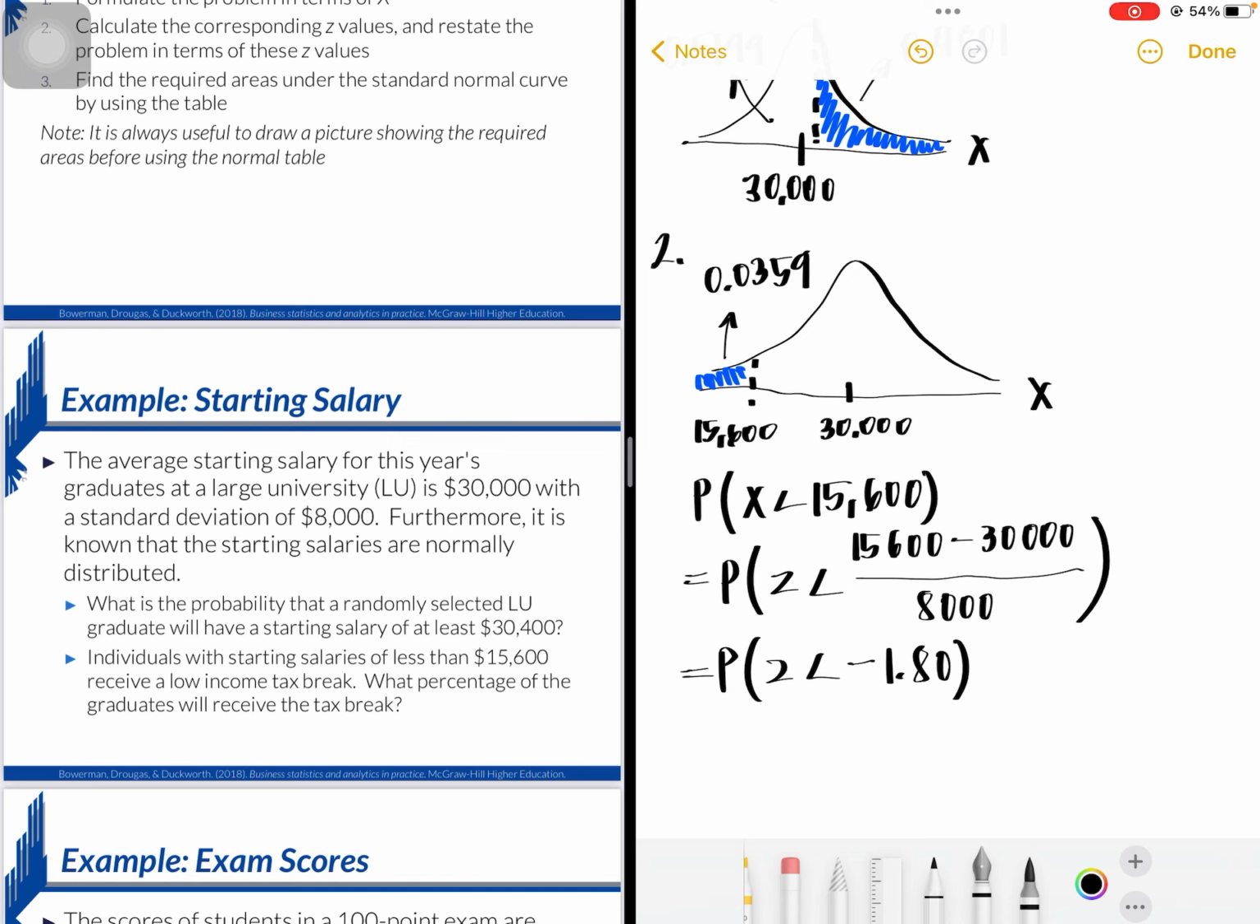Another approach is to use the P function in the calculator. So that's P of negative 1.8. Again, it will give us a more precise probability, which is 0.03593, which when rounded off to 4 decimal places is also equal to 0.0359. So this is the probability that a randomly selected graduate will receive a tax break. And this is also the same percentage of the graduates who will receive the tax break.